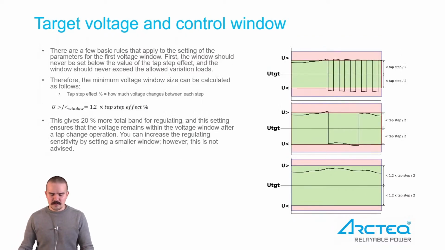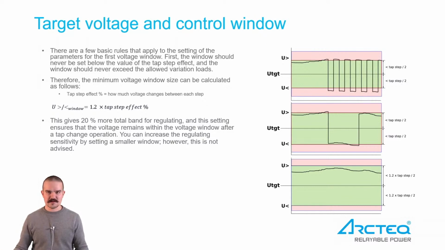There are a couple of basic rules that apply to setting the first voltage window. The first one is that the window should never be set below the value of the tap step effect. Tap step effect means how much the voltage changes with each step in the tap changer up and down.